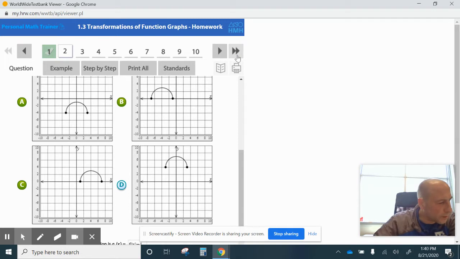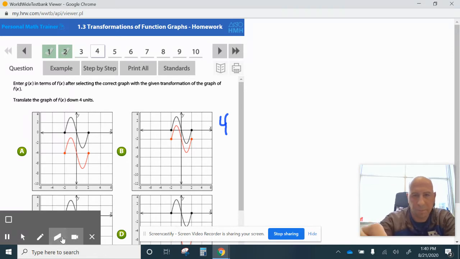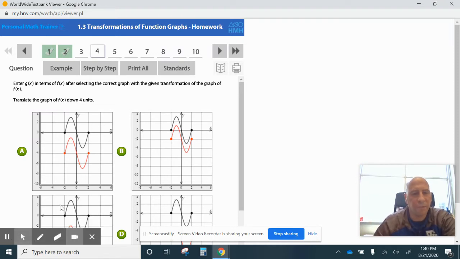All right. Now we're going to skip question number 3. We're going to go to number 4. Back to the pen. It says enter g of x in terms of f of x after selecting the correct graph for the given transformation of the graph of f of x. Translate the graph of f of x down 4 units.